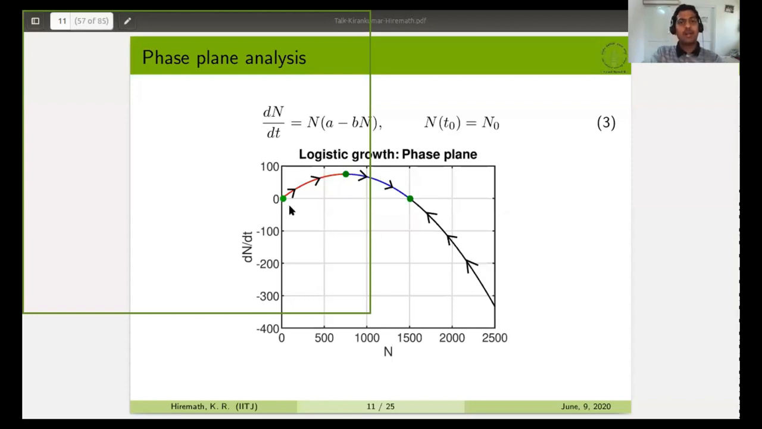Now, in this red part, dn by dt is positive. So positive means it's a growth. Then in this blue part, dn by dt is negative. It means it is a decrease. And after this point, again, dn by dt is positive.